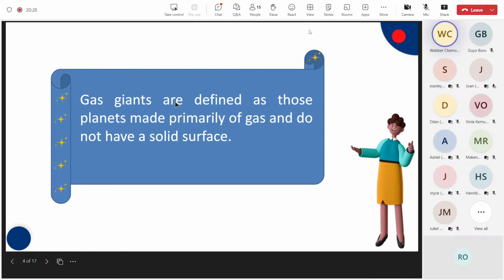Now, by definition, a gas giant is defined as those planets that are made mainly of gases and they do not have a solid surface. It's just as simple as that. Compared to terrestrial planets that are mainly made of solid, right from the core all the way to the surface, for the case of gas giants, it's only the core that is made of solid, and we are going to look at the general structure that will indicate that. So gas giants are mainly made of gas. It's only the core that is solid.